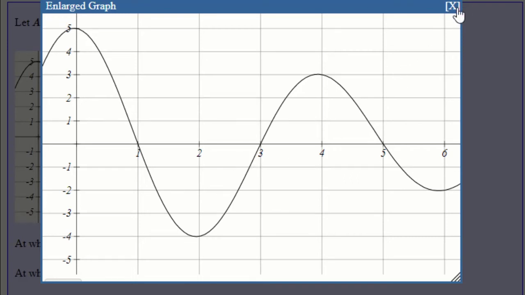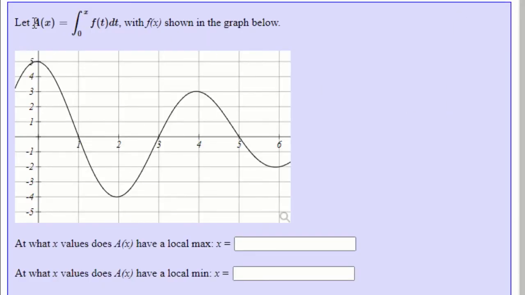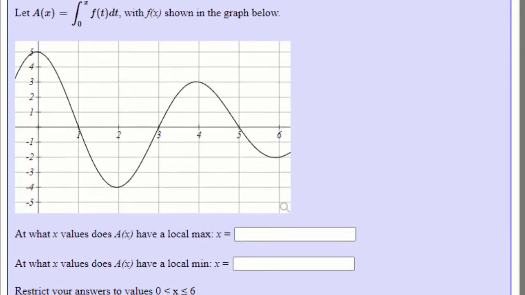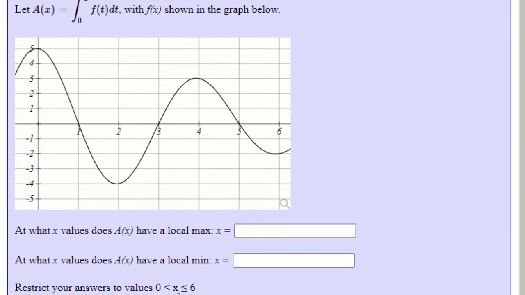Now I'm going to close this zoomed version of the graph and get back to the actual problem. So now we know that capital A of x is defined as an accumulating function, a function that accumulates area from 0 to x, wherever that is. For this function in particular, there is a restriction hidden below the screen. We want x to go anywhere on this axis from 0 to 6, and that's what this interval is saying.